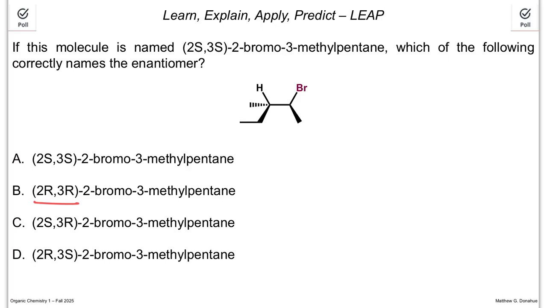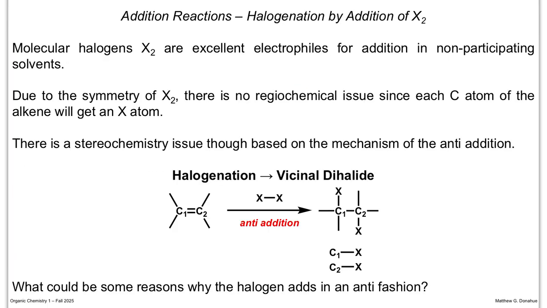Any questions on HX additions? So the hydration and hydrohalic acid additions, those had electrophiles where the elements A and B were different. Halogenation is using X2, where X is typically chlorine or bromine. So each carbon is getting the same thing. So there's no issue of regiochemistry because they're both going to get the X atom. But there is an issue of stereochemistry because they do not add synchronously. So it's not a synchronous addition.